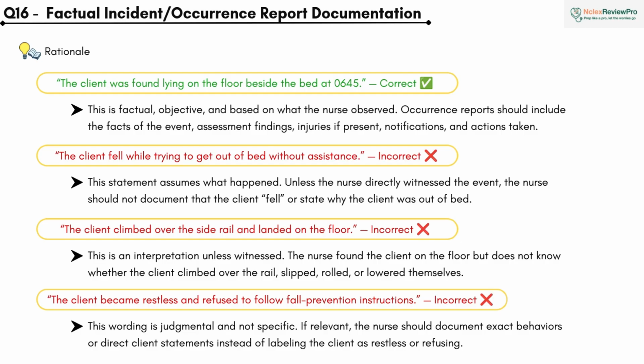The first option is incorrect because it assumes the client fell while trying to get out of bed without assistance. That may be possible, but it was not directly observed. The second option is incorrect because it assumes the client climbed over the side rail and landed on the floor. Again, unless the nurse witnessed that action, it should not be documented as fact. The third option is correct because it uses neutral, observable wording: found lying on the floor beside the bed at 06:45. The fourth option is incorrect because it uses judgmental and vague wording. Words like restless and refused should be avoided unless they are supported by specific behaviors or exact client statements.